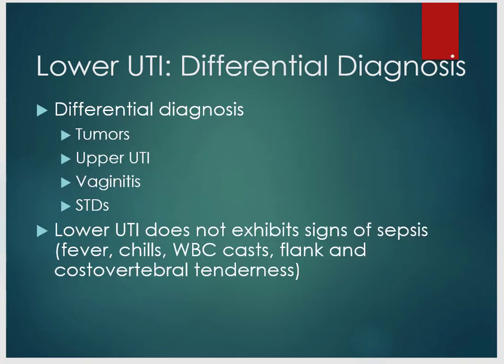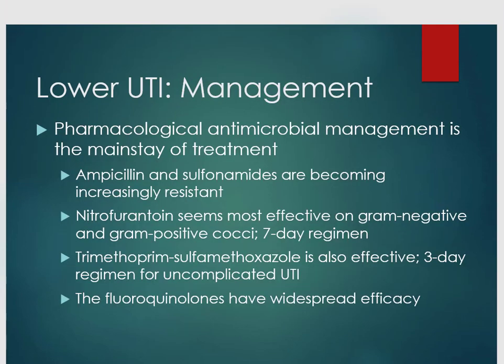Your differential diagnoses would include, for a UTI, tumors, an upper UTI, vaginitis, and STDs. Lower UTIs do not typically present with signs of septic illness, such as fever, chills, flank pain, CVA tenderness, and WBC casts, even though I have seen CVA tenderness in UTIs.